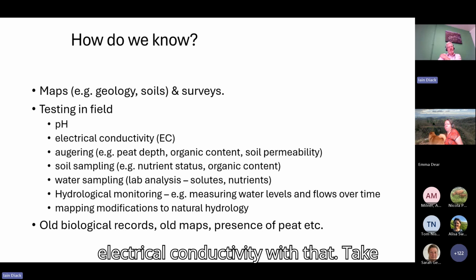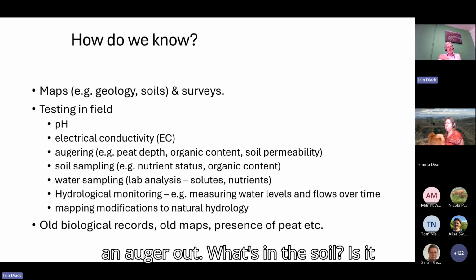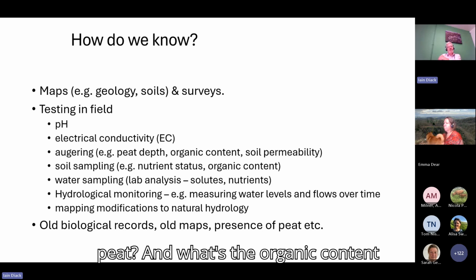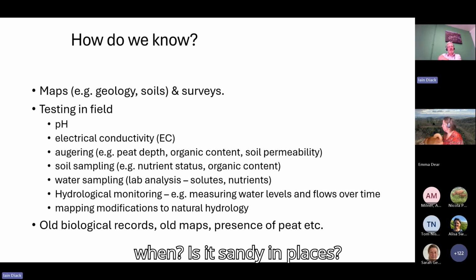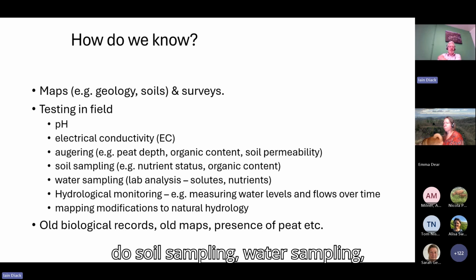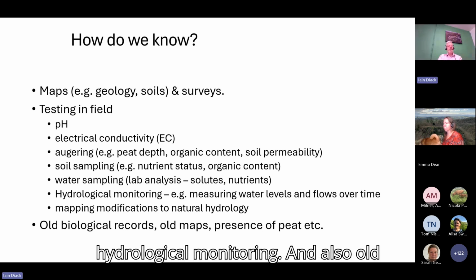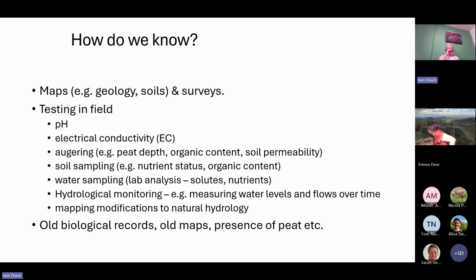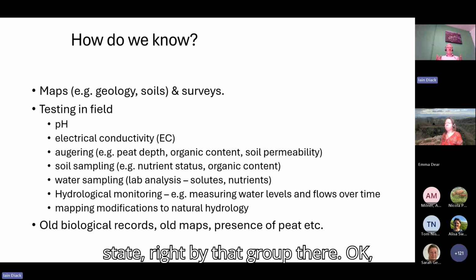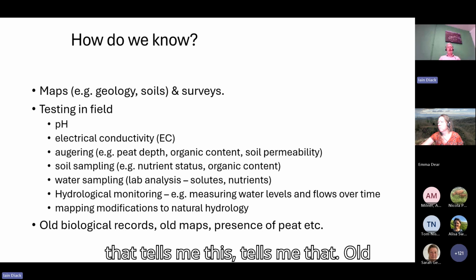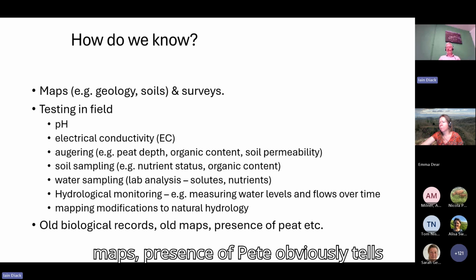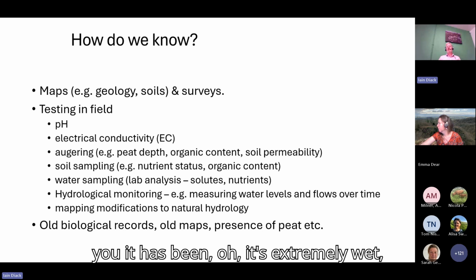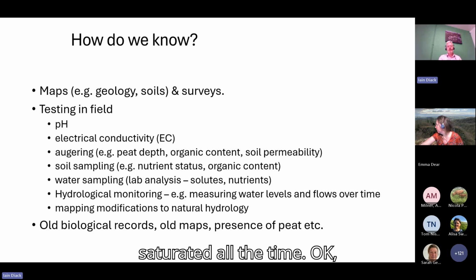do electrical conductivity with that. Take an auger out, what's in the soil? So peat, what's the organic content? Is it sandy in places? Do soil sampling, water sampling, hydrological monitoring, and also old biological records can be really useful. It's giving you the kind of reference state. Right, that grew there. Okay, that tells me this, tells me that. Old maps, presence of peat obviously tells you it has been or is extremely wet, saturated all the time.